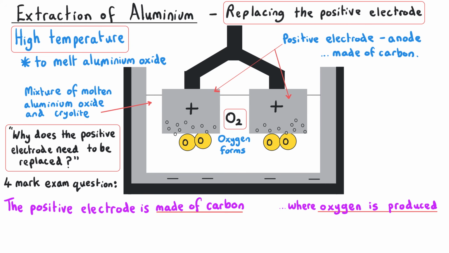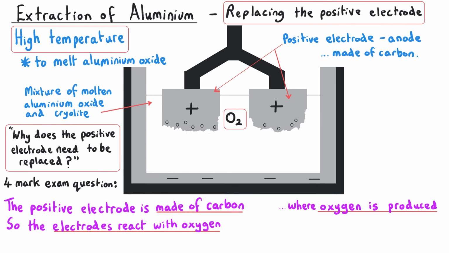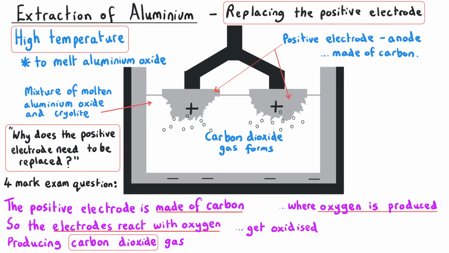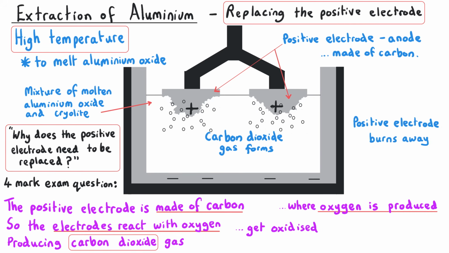And then for the 3rd mark, we need to say, well, this electrode will react with the oxygen, or we could say that it gets oxidized, and as a result of that, we produce carbon dioxide gas. And this would give all the appearance of that positive electrode literally burning away because it's all taking place at such a high temperature.